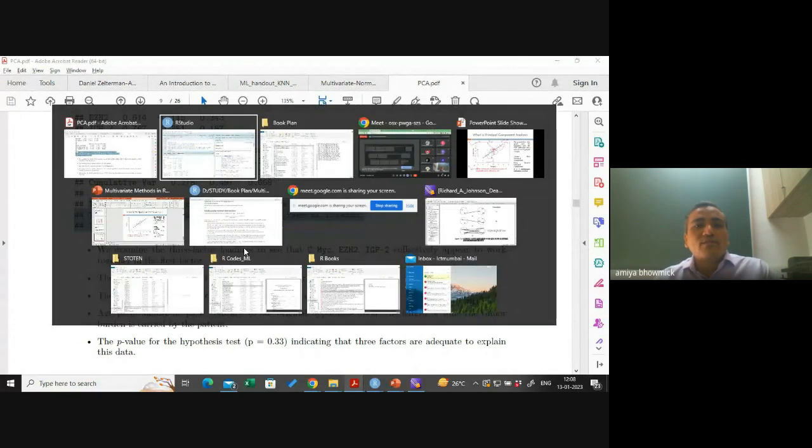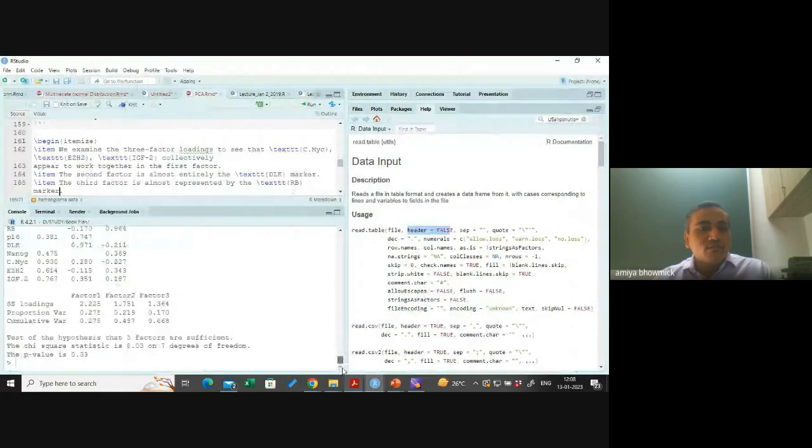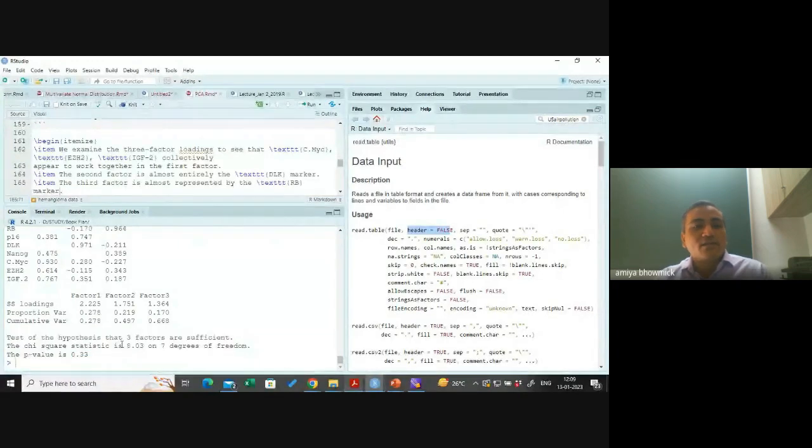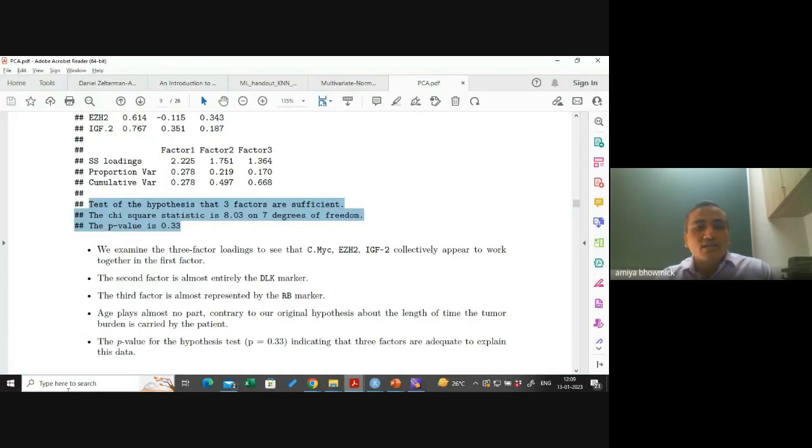So what is this outcome? Let me go back over here. If you see the outcome, the last line, the test of the hypothesis that three factors are sufficient. So that means your null hypothesis is three factors is enough. The chi-square statistic is 8.03 with 7 degrees of freedom. The p-value is 0.33. What to do? Should we reject the null hypothesis or accept the null hypothesis? So we are not able to reject the null hypothesis because the p-value is very large, right? So that means the large p-value indicates that three factors are adequate to explain this data.